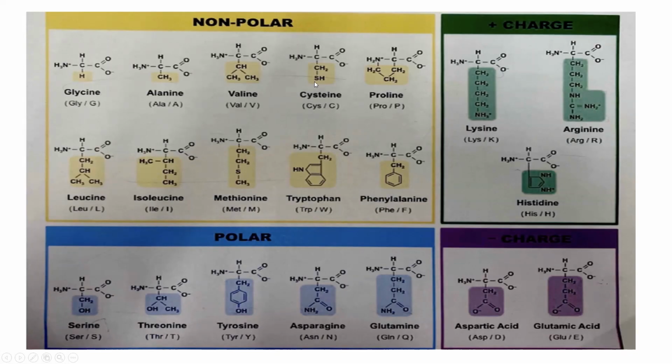So if we have another cysteine, this H is going to get removed, and then that S is going to bind with the S of the other cysteine. And that's how we're going to be able to make a disulfide bridge. But let's go back to our amino acid structure.